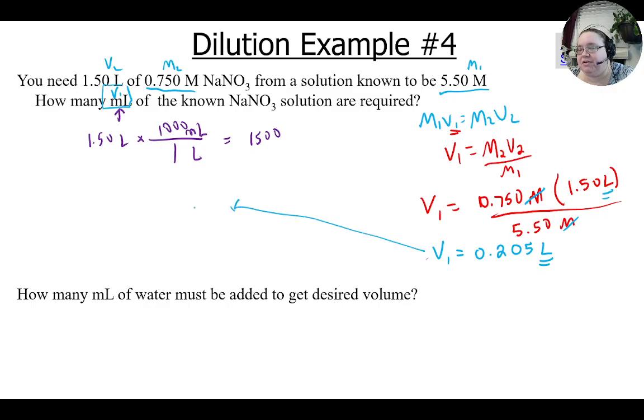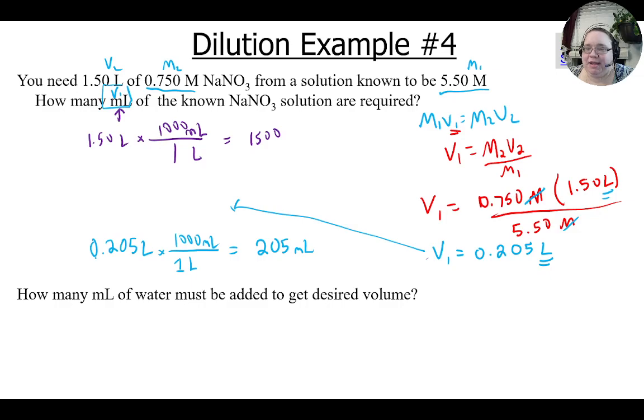So let's come over here and find it in milliliters. So 0.25, bad misread, 0.205 liters. 1 liter is 1,000 milliliters. So that gives me 205 milliliters.